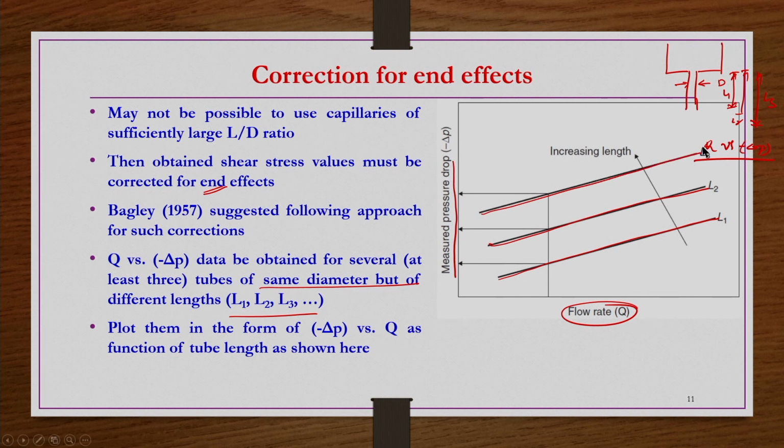Different lines you may get if that length is not sufficient. If you have even the lowest length, whatever the capillary you have taken, if it is sufficiently large, so that L by D is more than 100 or 150, then all 3 lines may be very close to each other, merging or superimposing onto each other. That is also possible. Since the length is not sufficient, you get 3 different curves like this.